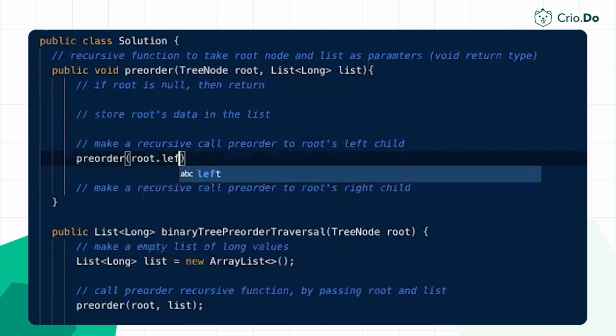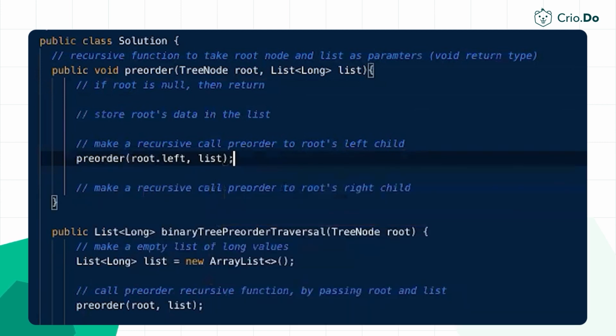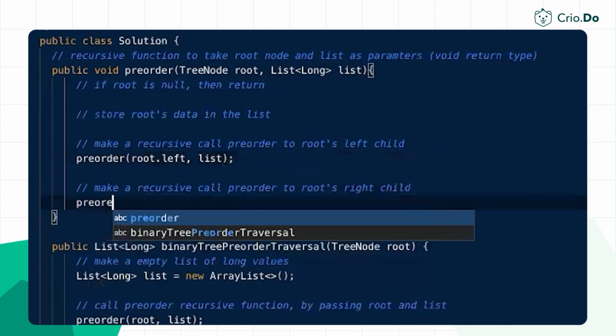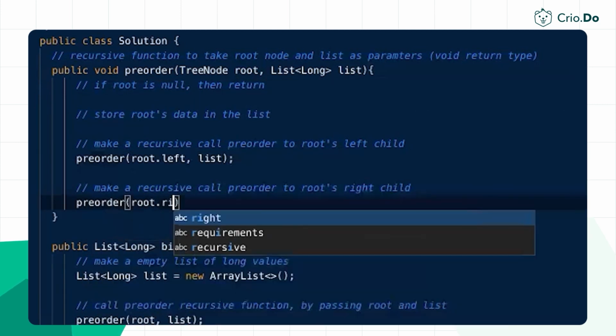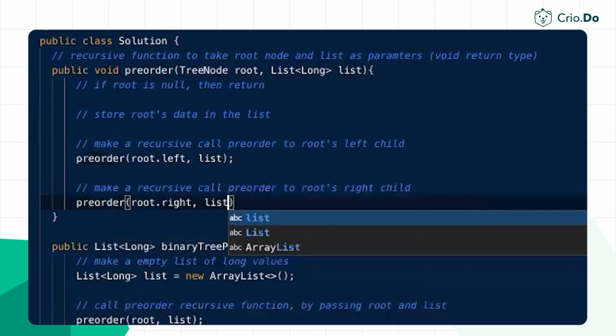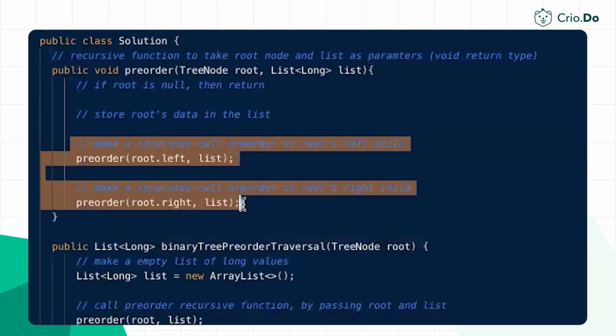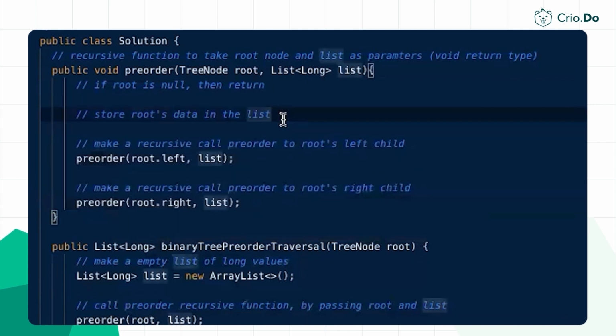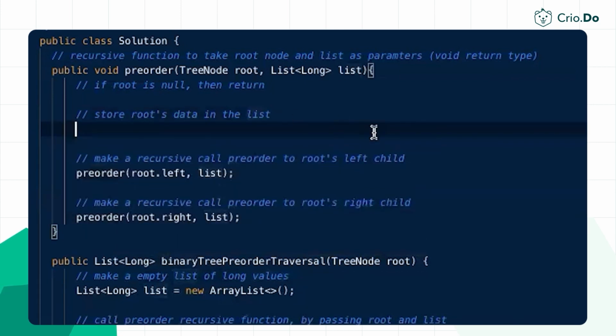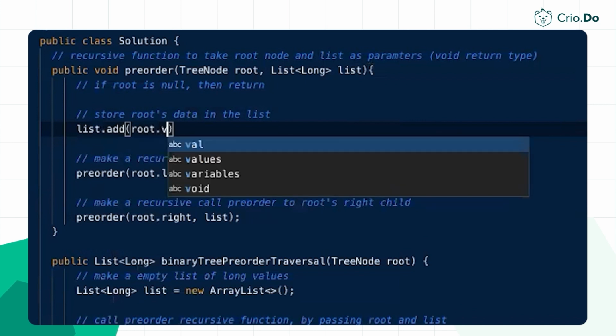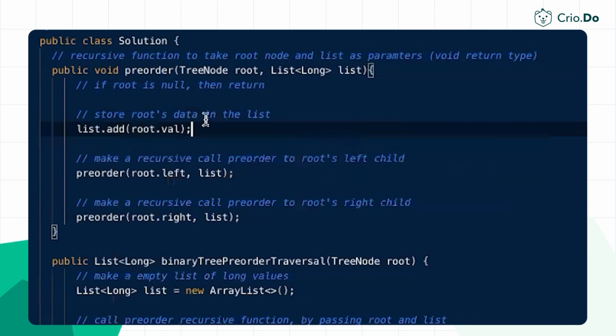So we will make a call to the left child by passing the same list, and the second call will be to the right child. So preorder of root dot right, and by passing the same list. But before both of these calls, pre-order means first we will print the root data before both the calls. And if we are first printing data, not just print it, but actually we have to store it into the list. So list dot add root's value, root's data we have to add.